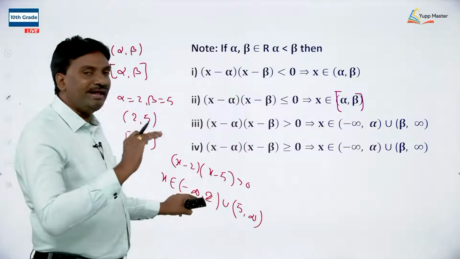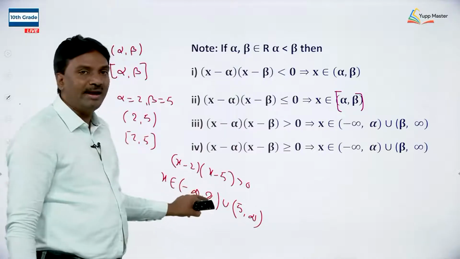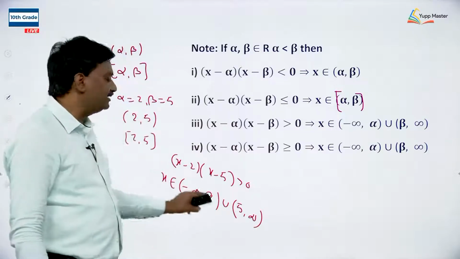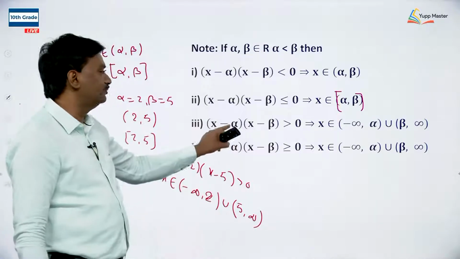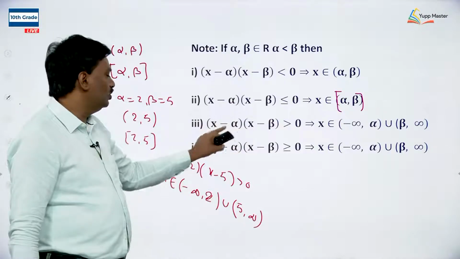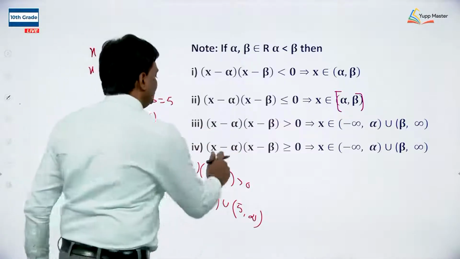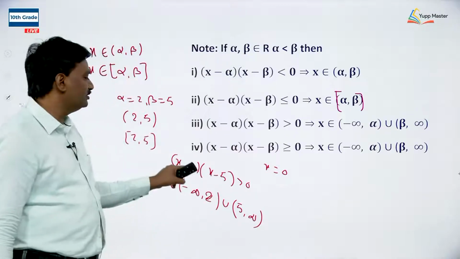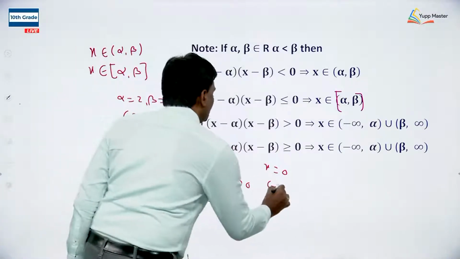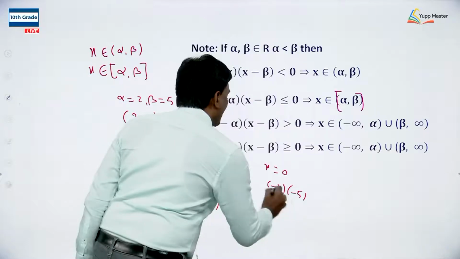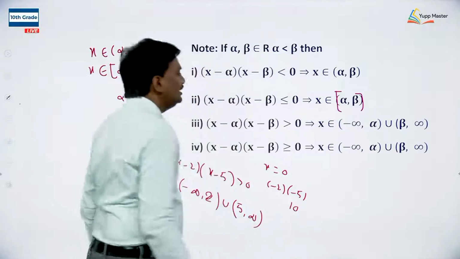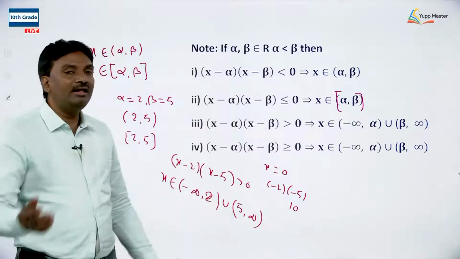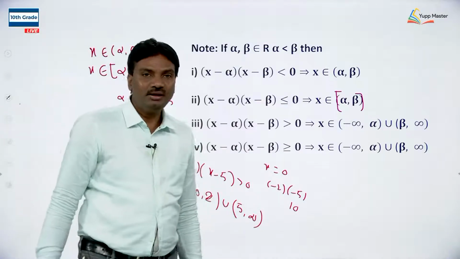So, you must take the values between minus infinity comma 2 or 5 comma infinity. For example, between minus infinity comma 2, take x equal to 0. Then 0 minus 2 is minus 2, 0 minus 5 is minus 5, and minus 2 into minus 5 is plus 10, which is clearly greater than 0.